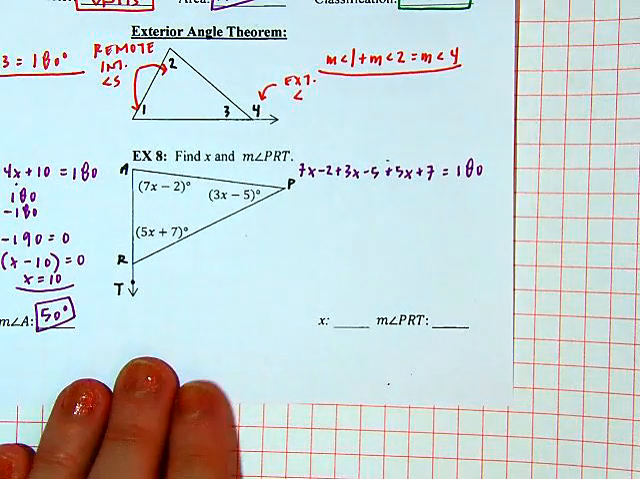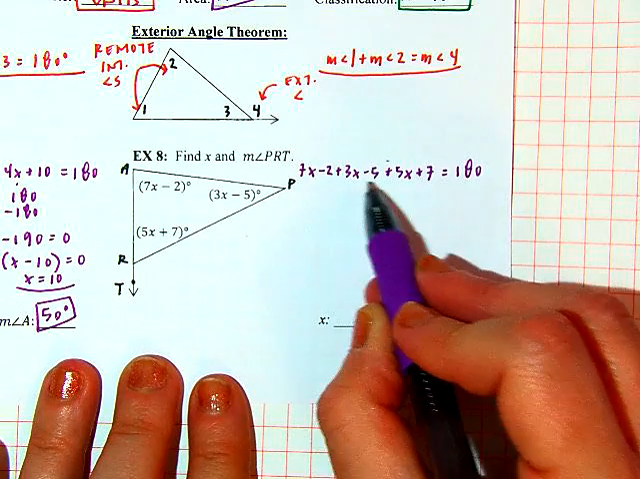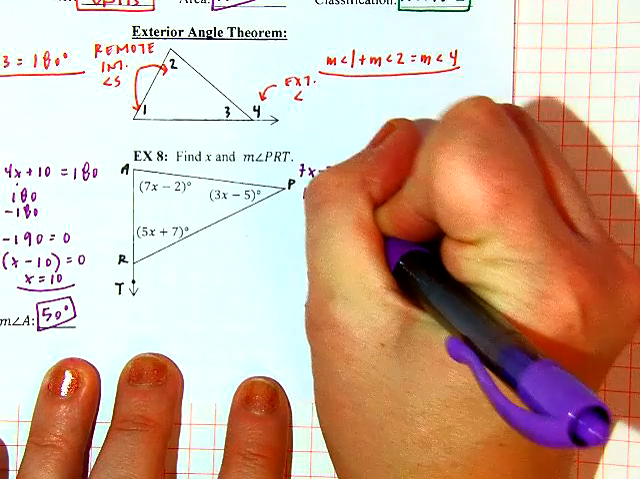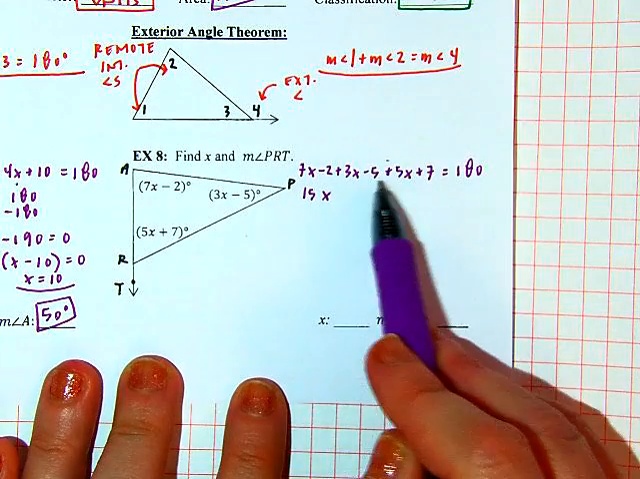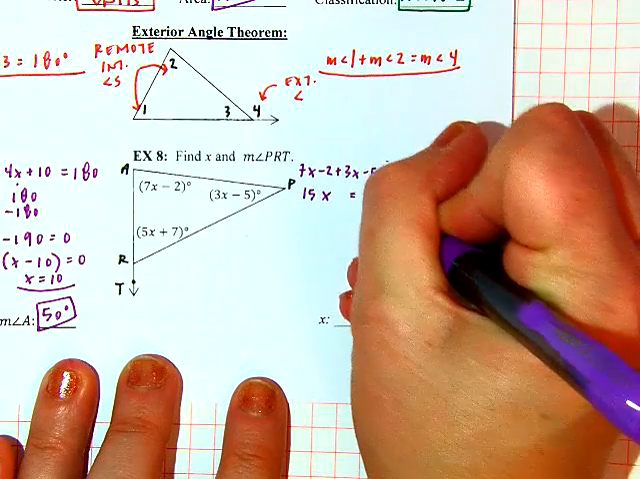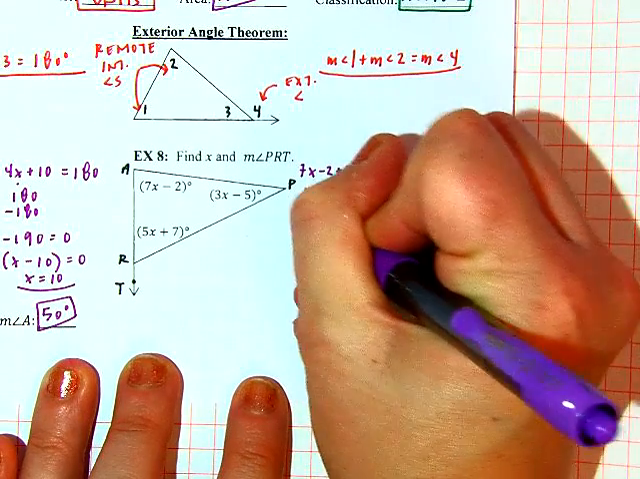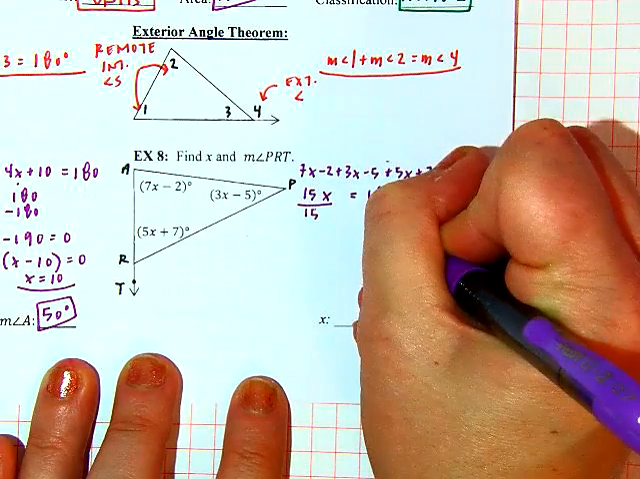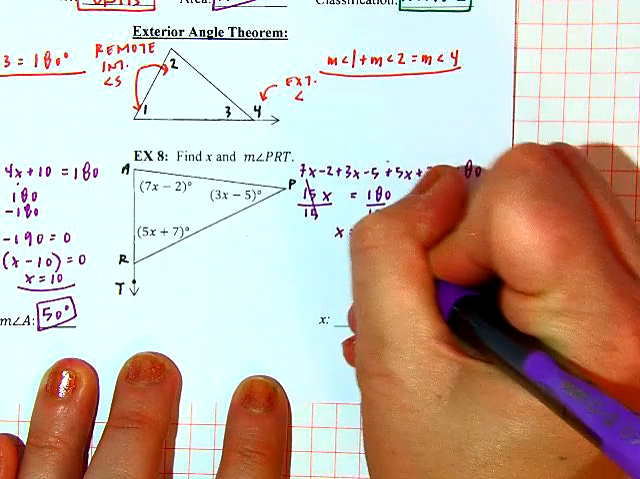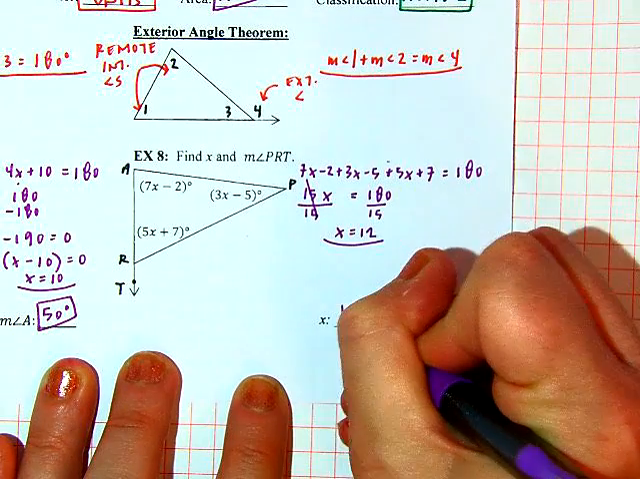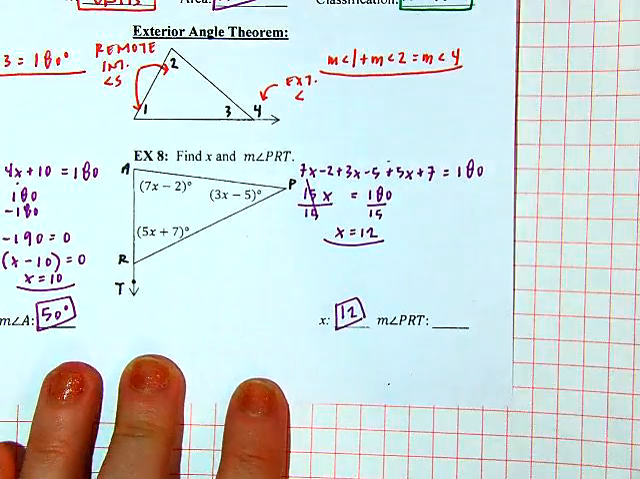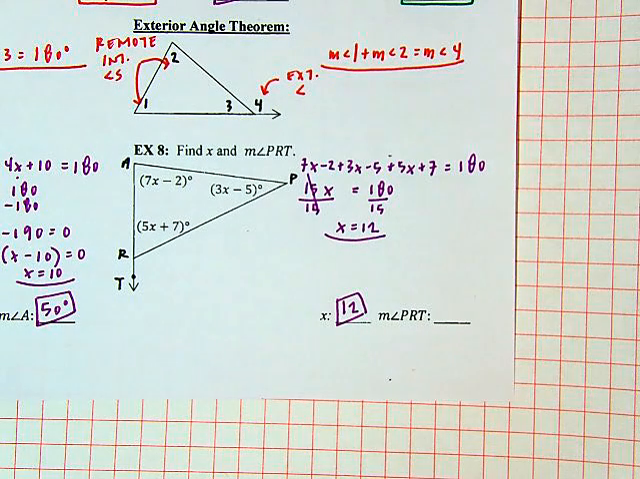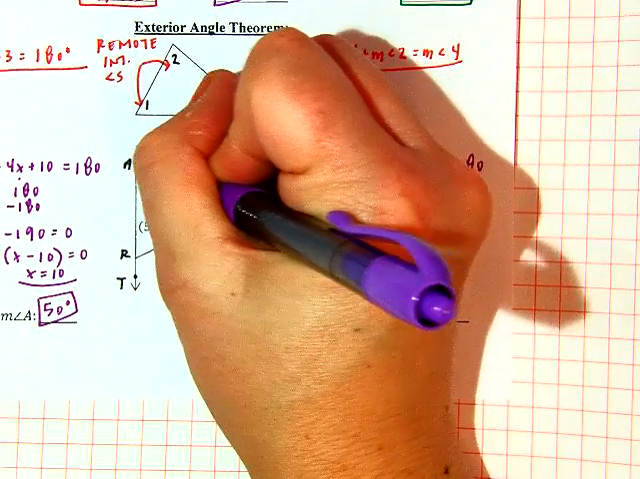Okay, combine the linear terms. So I have 7, 3, and 5. I have 15 x's. My constants balance to 0. So I really have 15x equals 180. Divide each side by 15, and I get that x is 12. So x is 12. So if I plug in the 12, so if I'm looking at what is 7 times 12, take away 2, I end up with 82 degrees right here.